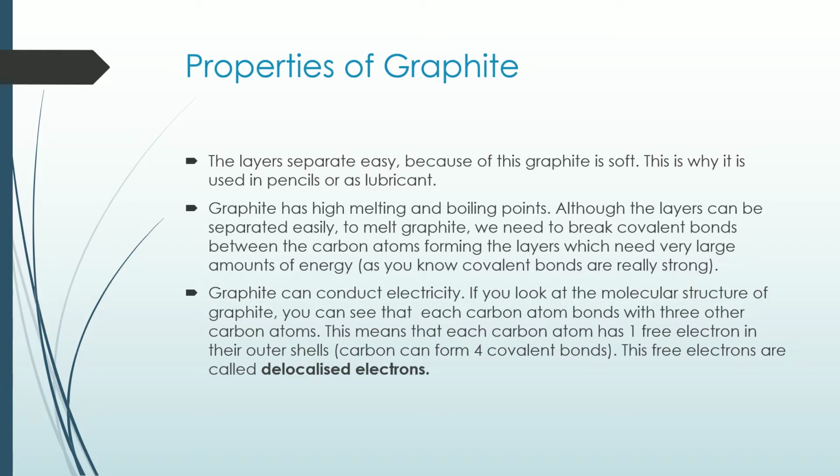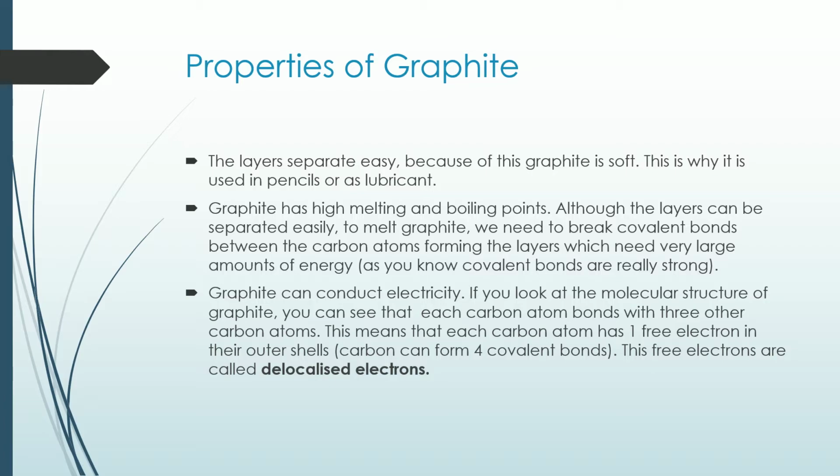Graphite can conduct electricity. If you look at the molecular structure of graphite, you can see that each carbon atom bonds with 3 other carbon atoms. This means that each carbon atom has 1 free electron in its outer shell. As you remember, carbon atoms can form 4 covalent bonds.